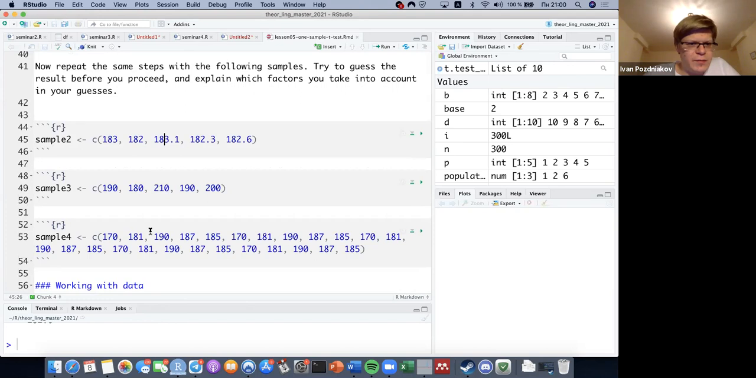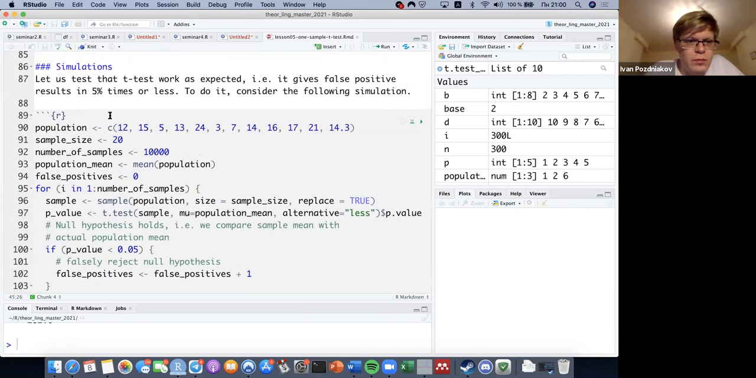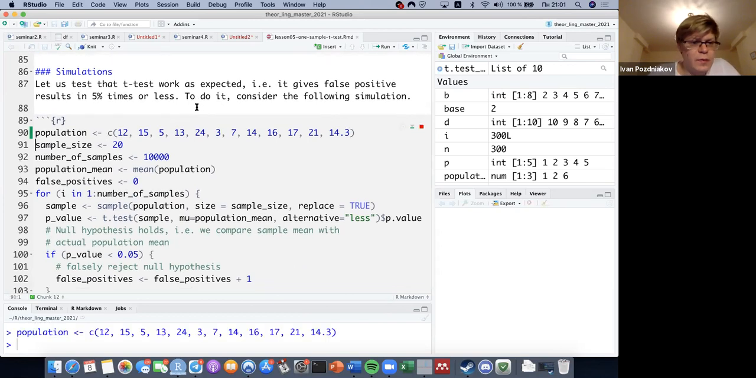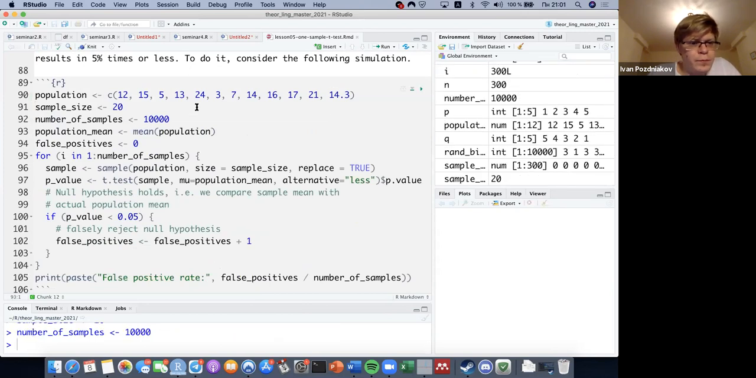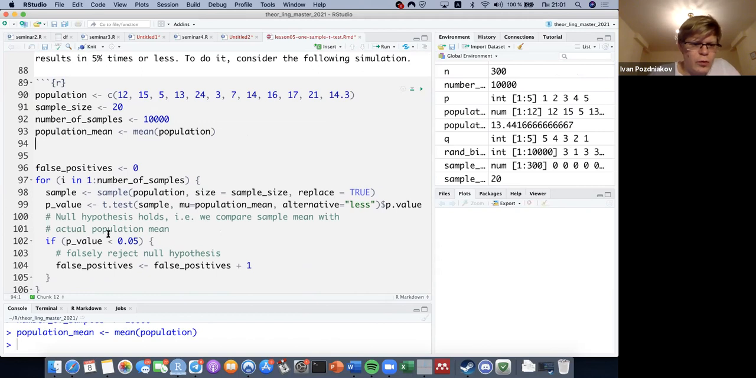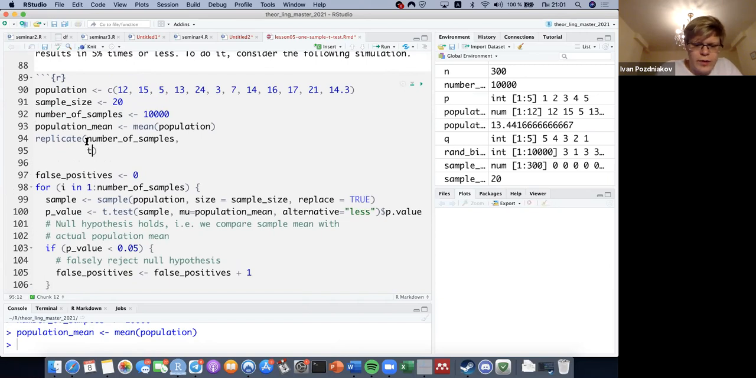And now you need to repeat the things with data. But what I wanted to show you is this simulation. Let us test that the t-test works as expected, so it gives false positive results in 5% of cases or less. To do it, consider the following simulation. Okay, let's do that. The only thing is that I want to write it a bit differently, without for loops. I want to use the function replicate. Then I can just replicate it the number of samples times, and I will do the t-test.